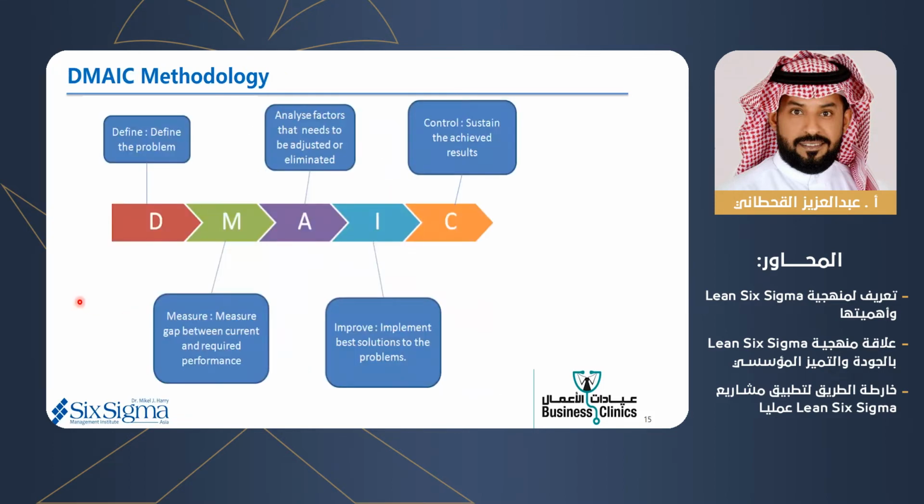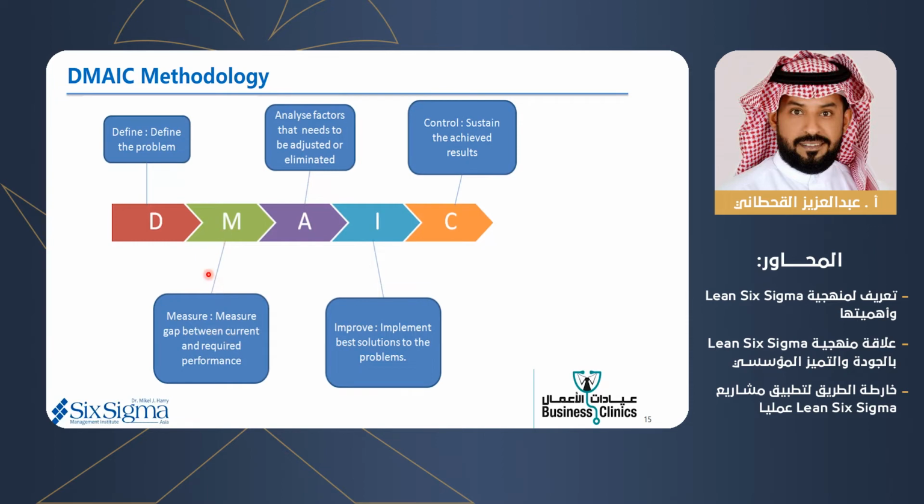Okay, this is a simple explanation about the DMAIC. Define the problem: exactly what is going on, what is the problem, since when the problem is occurring, where the problem is occurring, and there are many requirements in the define phase. The second step is the measurement. You have to measure the gap between the current situation and the desired target.